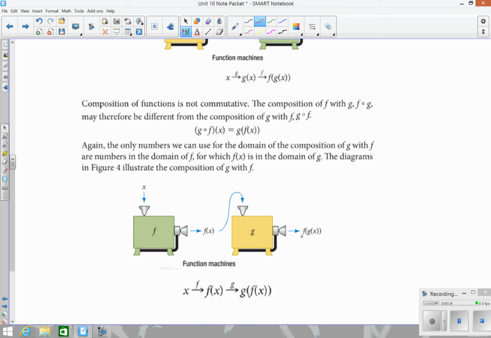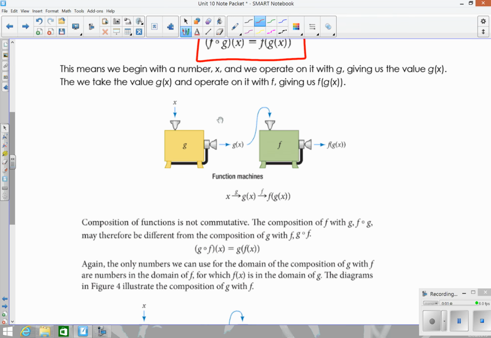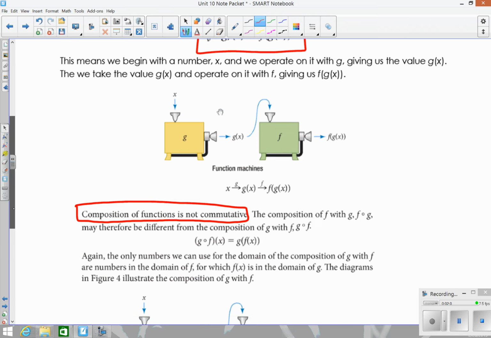So it doesn't have to go f of g of x. It can be flipped into g of f of x. That's fine too. But one thing to note is that compositions of functions are not always commutative. So that means the order does matter. If we plug into g and then f, that doesn't mean we're going to get the same result as if we plugged into f and then g. So just keep that in mind.